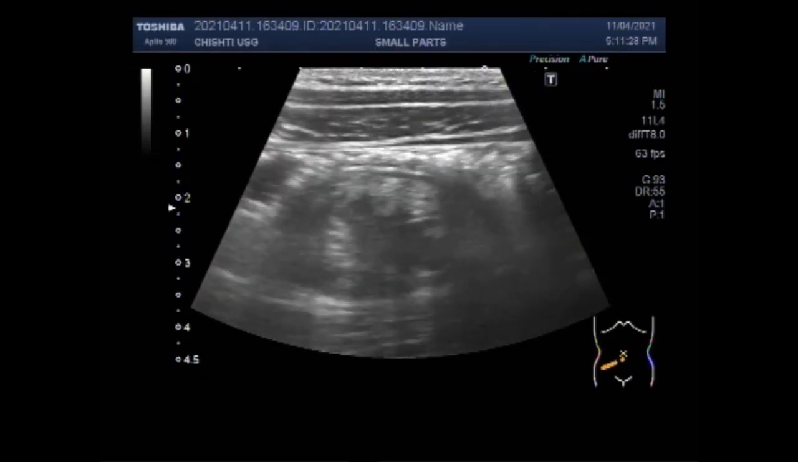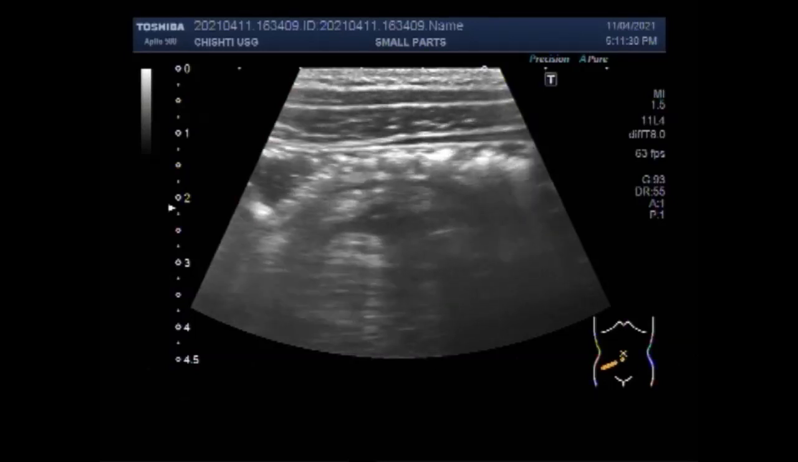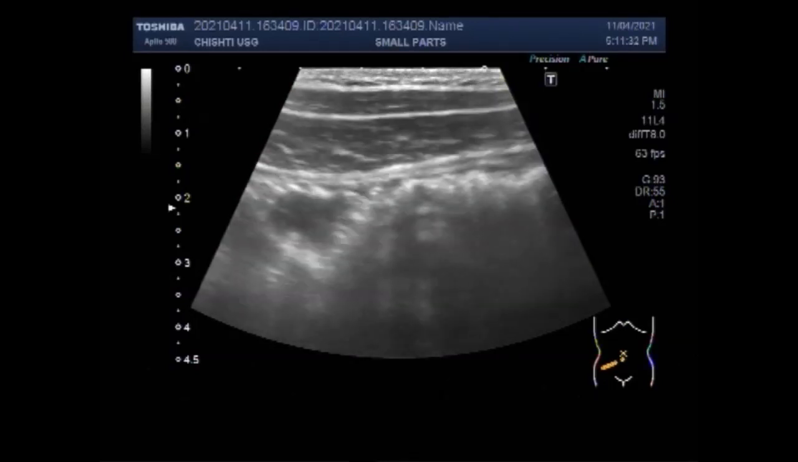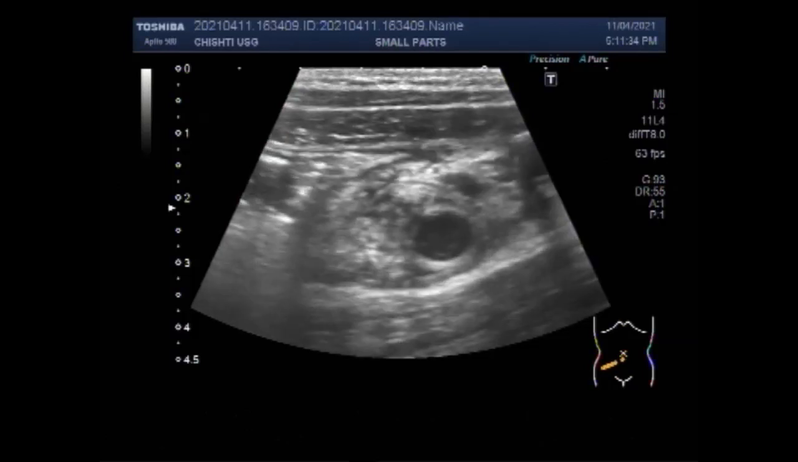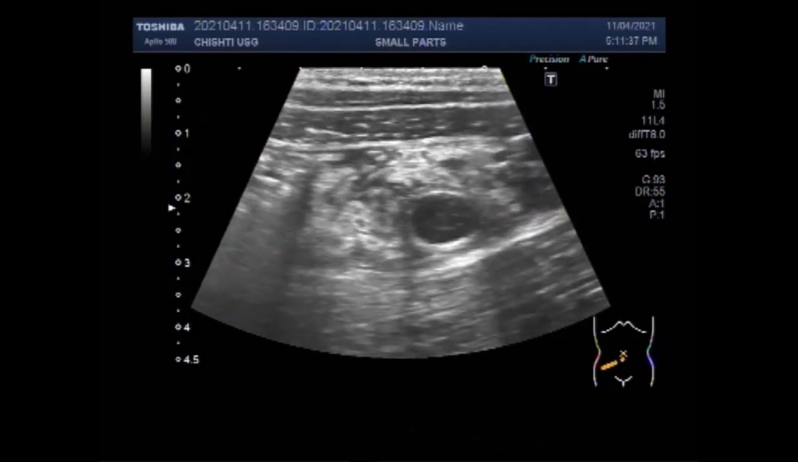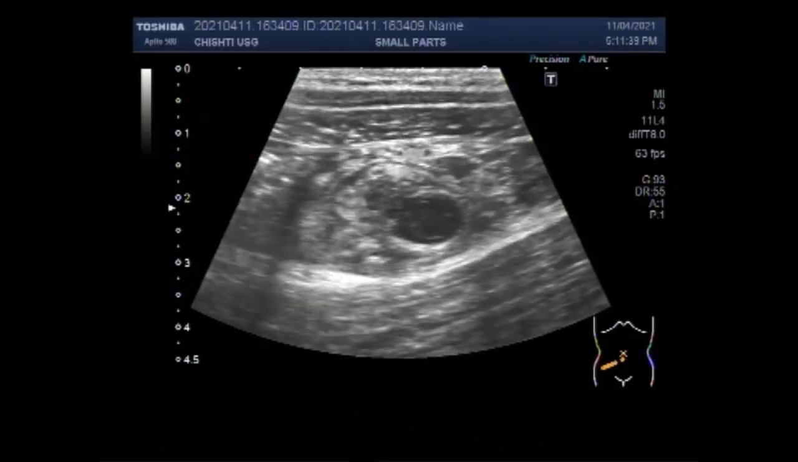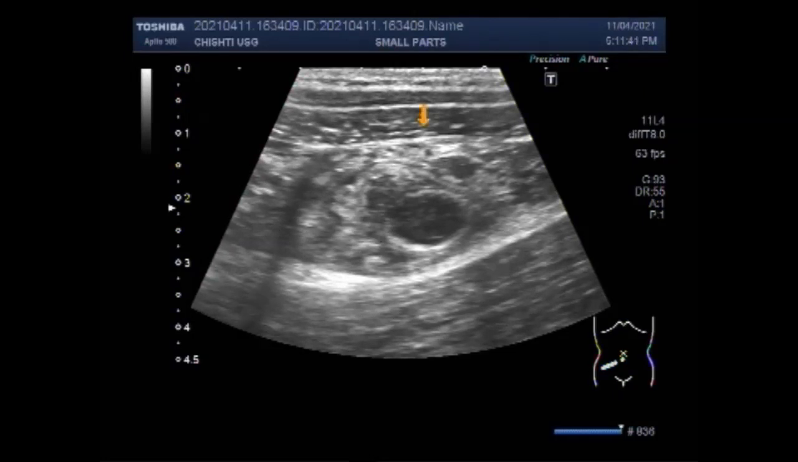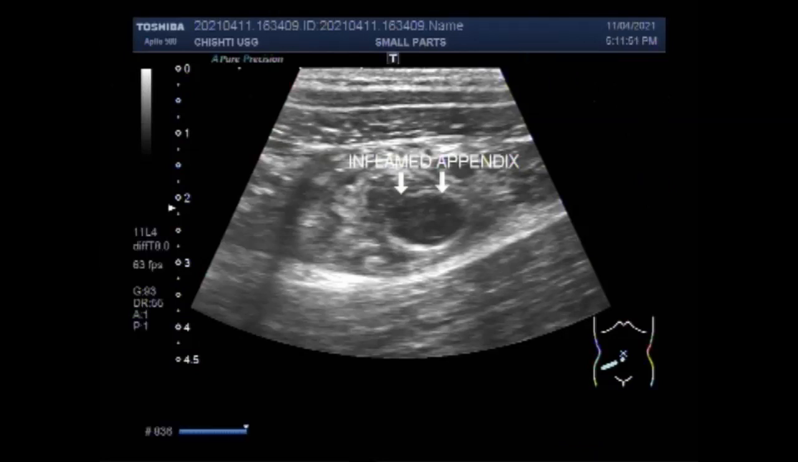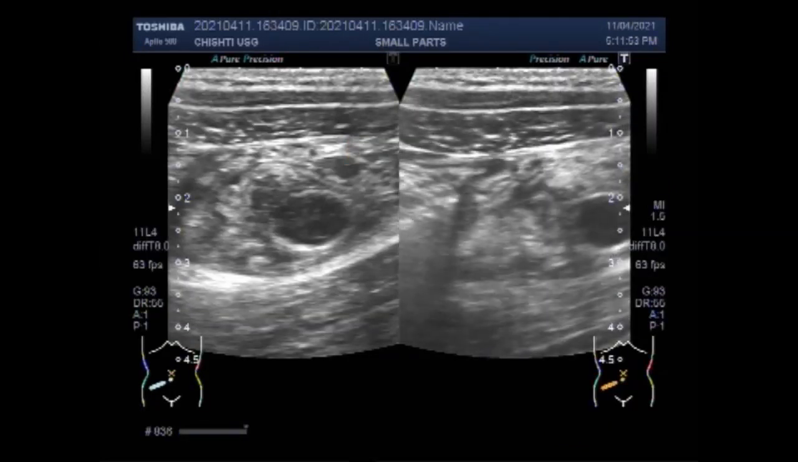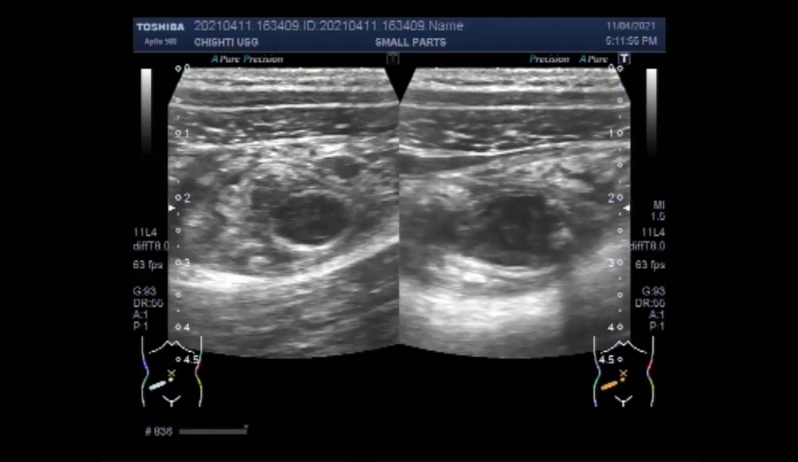Now you can see the inflamed appendix. An ultrasound examination is performed to evaluate appendicitis. Graded compression ultrasound of the right lower quadrant will reveal a non-compressible enlarged appendix. If the bowel wall layers, particularly the echogenic submucosa, are lost, it is suggestive of perforation.